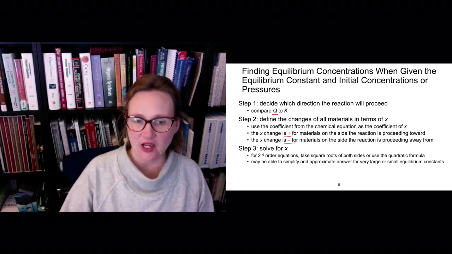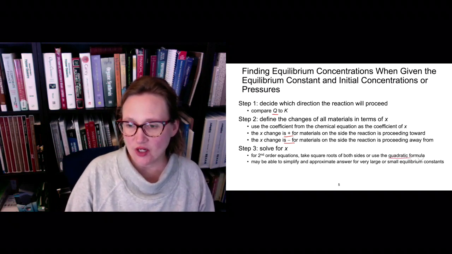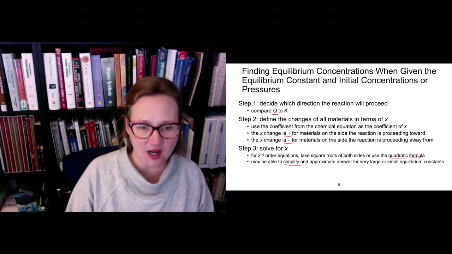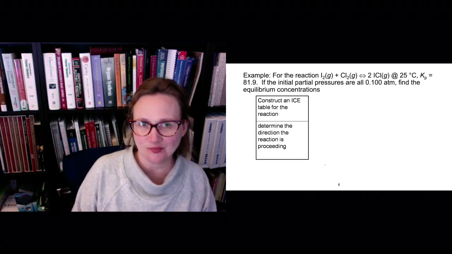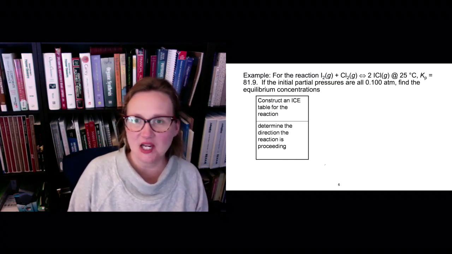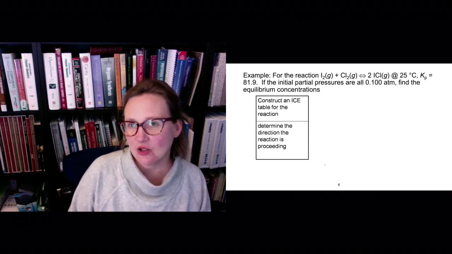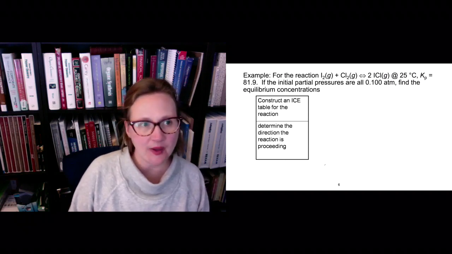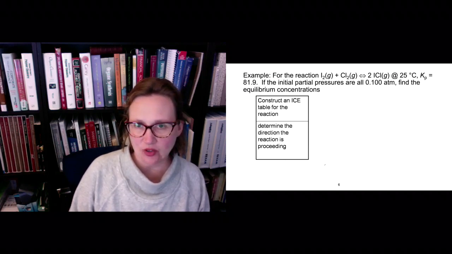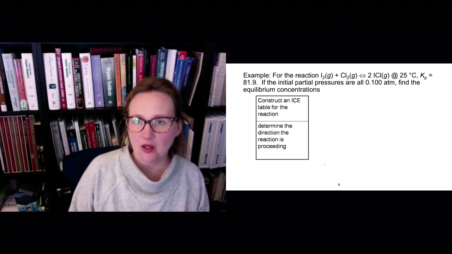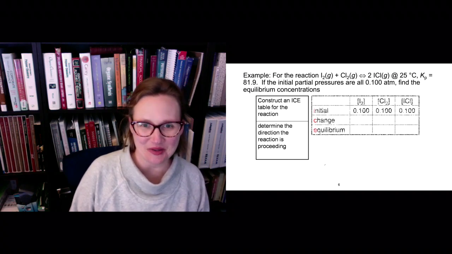We'll solve for X either using the quadratic formula or we'll simplify using our approximation that I told you about earlier. All right, so let's take this reaction. Iodine and chlorine form 2ICl. We have a Kp associated with it of 81.9. If we have initial partial pressures of 0.1 atm, find those equilibrium concentrations.